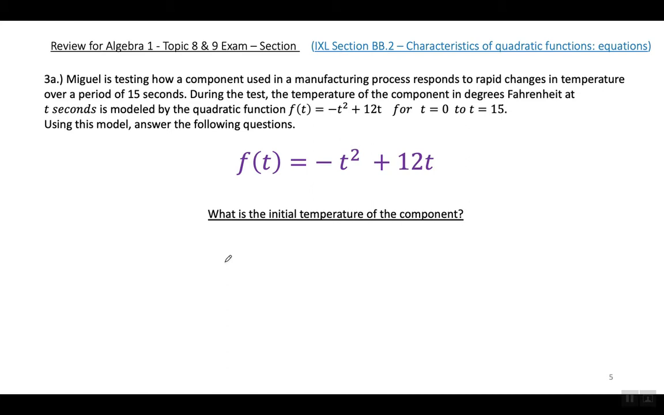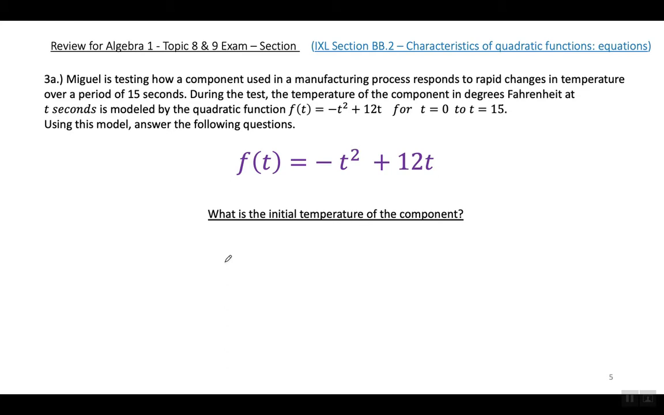It says, Miguel is testing how a component used in a manufacturing process responds to rapid changes in temperature over a period of 15 seconds. During this test, the temperature of the component in degrees Fahrenheit at t seconds is modeled by the quadratic function f of t equals -t squared plus 12t for t equals 0 to t equals 15. Using this model, answer the following questions.